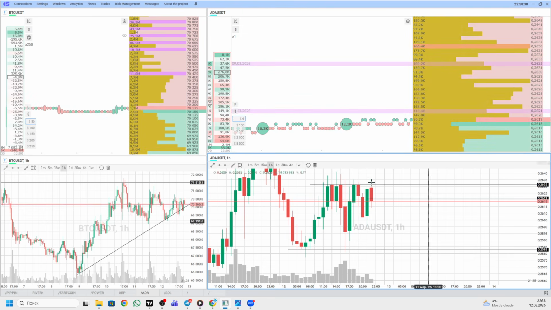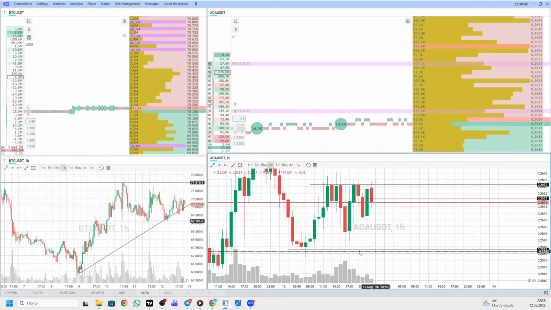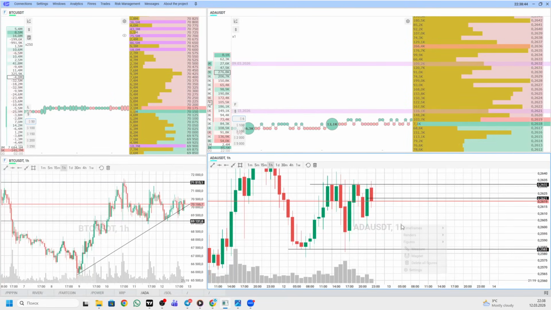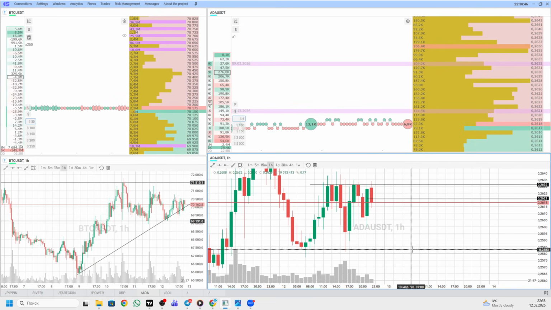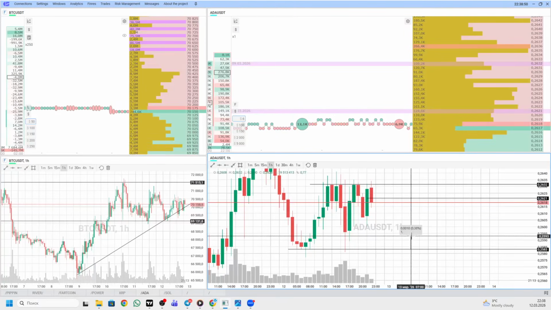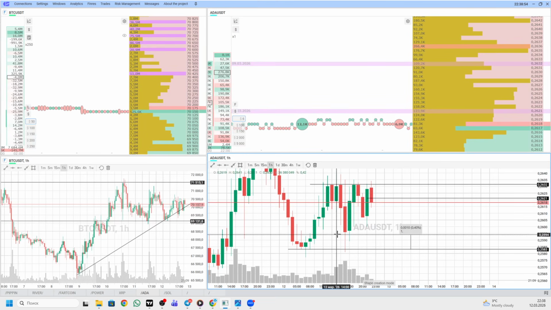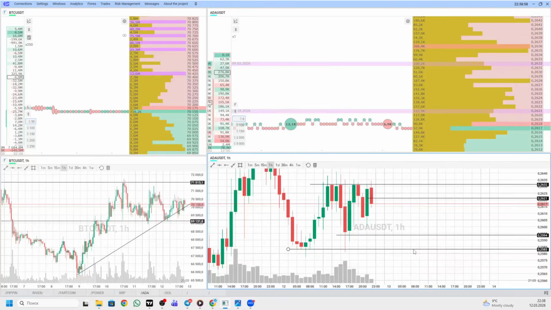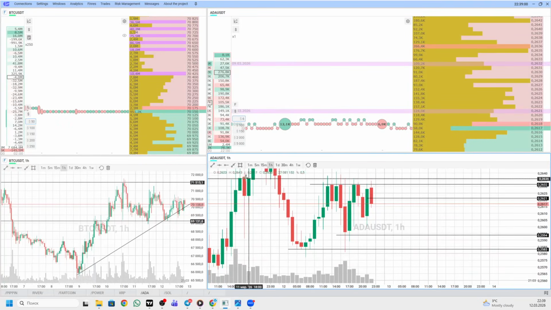Same logic, both directions actually. If you want to go long, for example, from this level, the same way you measure it from here, going up, and put one more array right here. So this is our zone to go up.